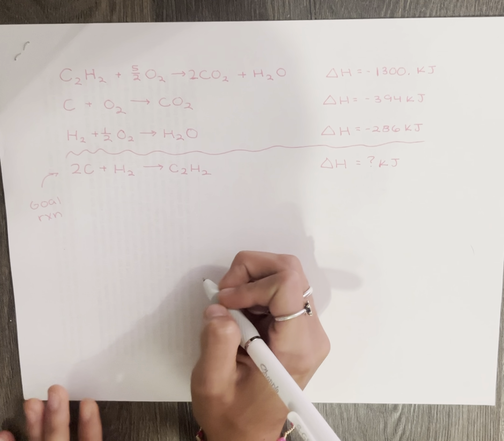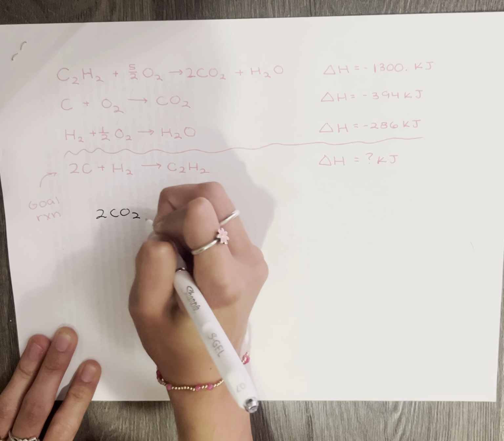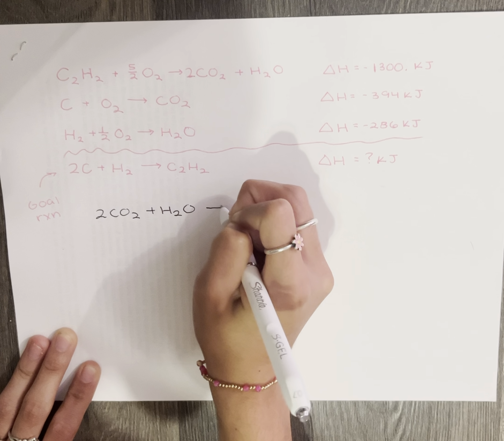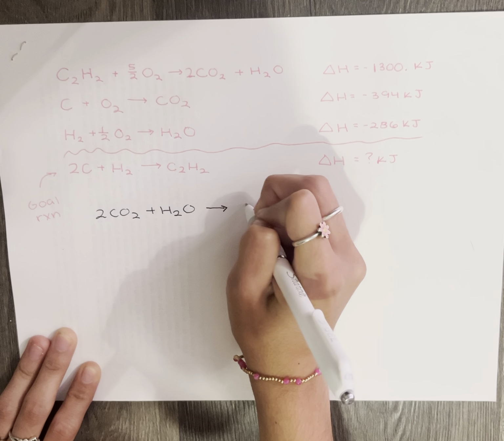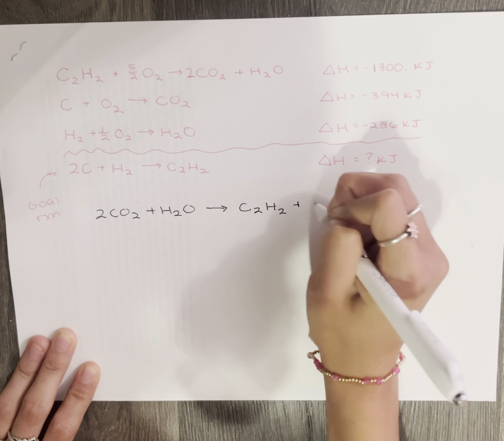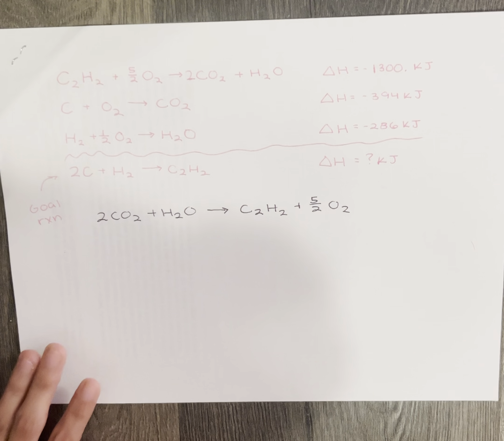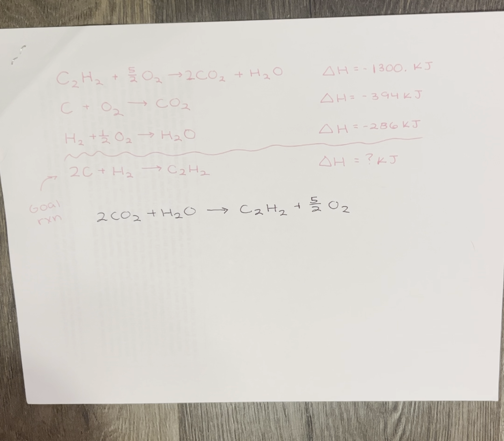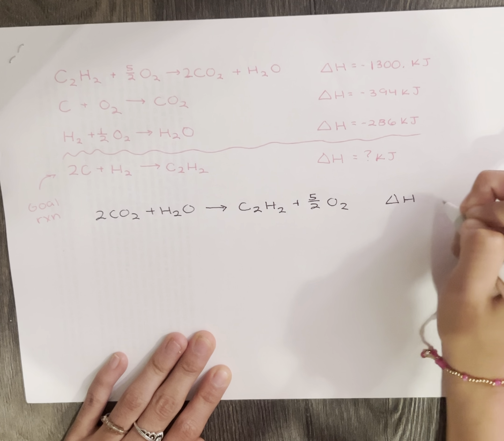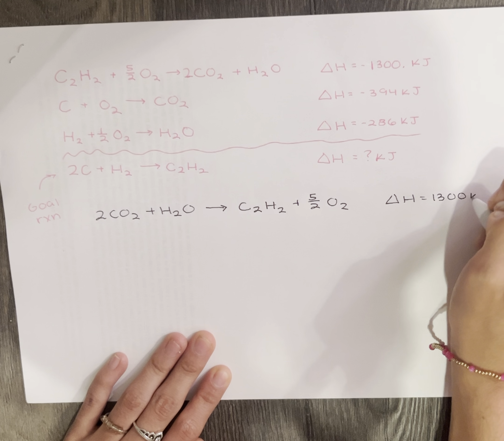So first I'm going to do 2CO2 plus H2O yields C2H2 plus 5/2 O2. And these reactions are already balanced, so it makes it pretty simple. And then the heat becomes just 13,000 because we flipped the sign since we flipped the reaction.